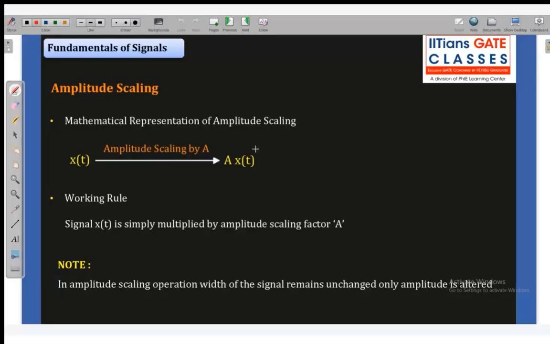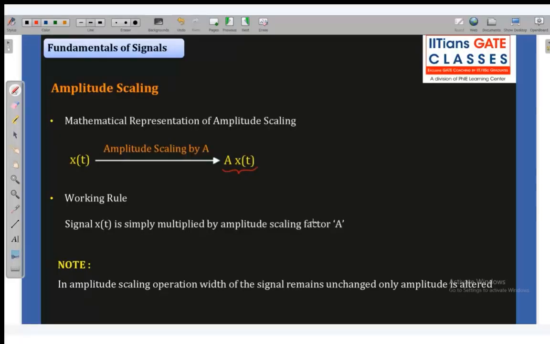Okay, so if you have a signal and you want to amplitude scale it, then just multiply it by some factor. Then the amplified or not amplified amplitude scaled version is called A x(t). Now what is the working rule? If the signal is x(t), then simply multiply it by the amplitude scaling factor A. You can understand this by having some practical example.